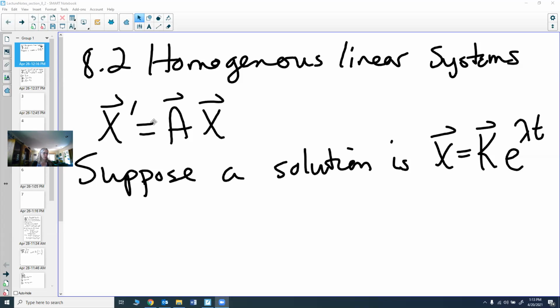Y prime, y double prime equals something times x or times y. We're going to do this using the idea that we suppose the solution is of the form x equals k e to the lambda t. And what that gets us, just as before, is an auxiliary equation. Here we're going to call it slightly different. We're going to call it a characteristic equation.